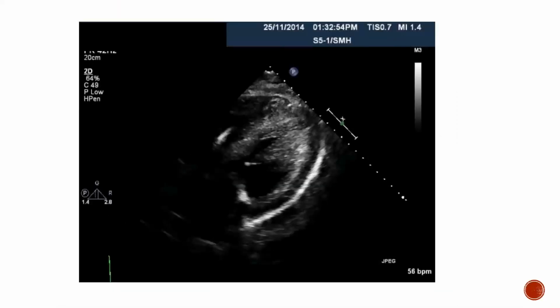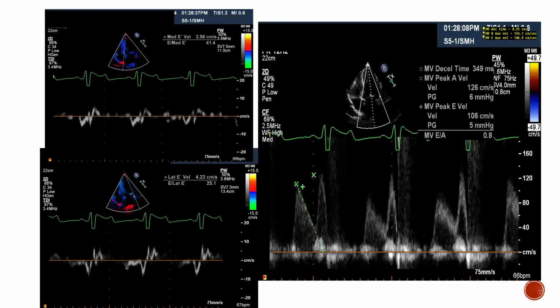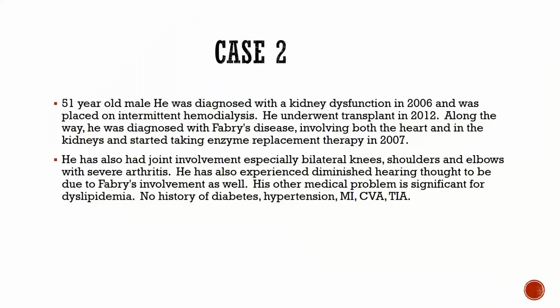Again, LV wall thickening. Looking at the diastolic parameters, there are almost the same features as any form of severe restrictive cardiomyopathy. You have an E/A ratio of more than 0.8, a medial E velocity of 2, and a lateral E velocity of 4. Both are pointing toward diastolic dysfunction.